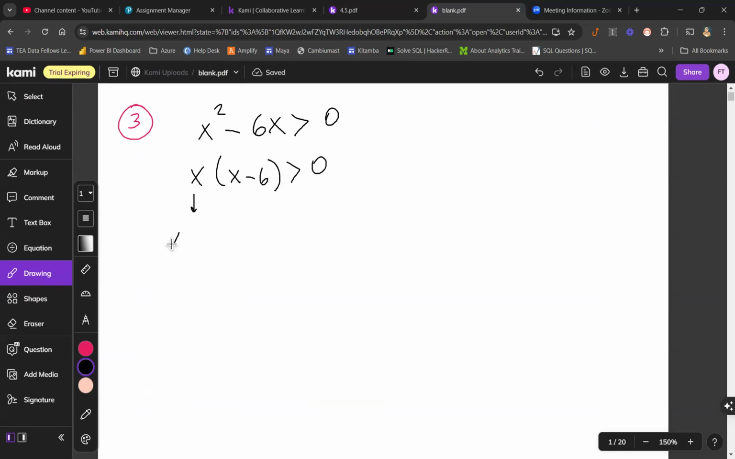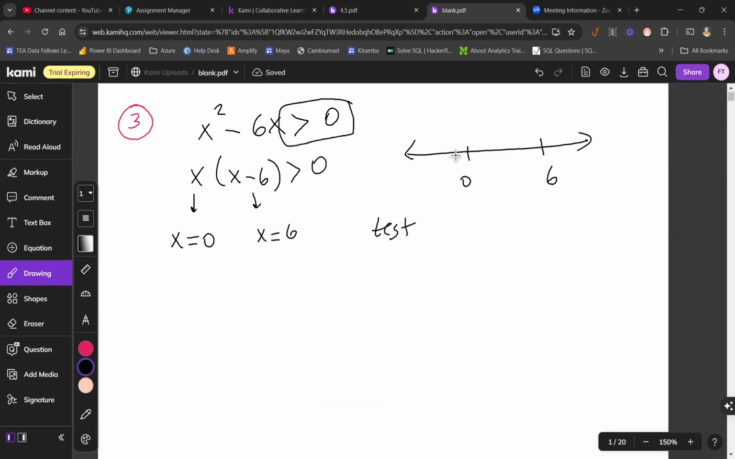When I set this to 0, I get x equals 0. When I set this to 0, I get x equals 6. So I'm going to have two numbers, 0 and 6. And this time the question wants the positive regions, so we're going to test something less than 0.